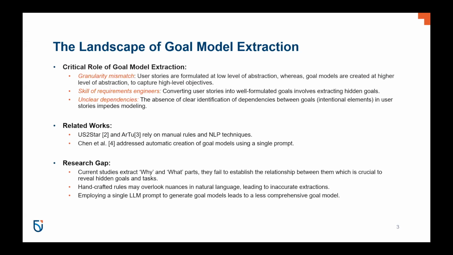Current goal modeling tools such as US2 Star and R2 rely on manual heuristics and NLP-based techniques that lack contextual understanding of the user stories. Although they extract the why and the what parts of the user story, they fail to establish the relationships between them due to the heuristic limitations. This relationship understanding is crucial for revealing the hidden goals and subtasks. Additionally, handcrafted rules may overlook the nuances in the natural language, leading to inaccurate extractions that can lead to misinterpreted requirements.